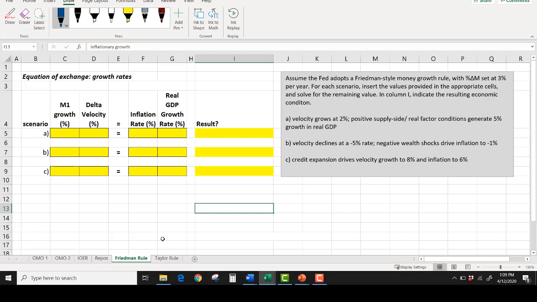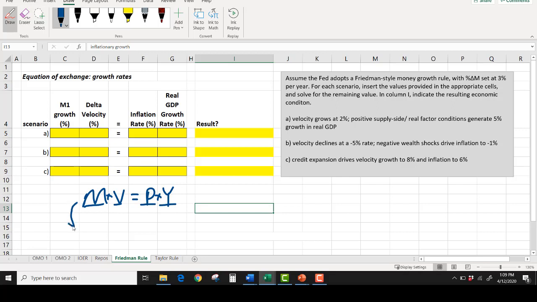And it says in the box, assume the Fed adopts a Friedman-style money growth rule. And again, I explained this in the lecture entitled Policy Goals and Rules. And we have delta M, percent delta M set at 3% per year. For each scenario, insert the values provided in the appropriate cells and then solve for the remaining value. And you'll notice you recognize our old standby, the equation of exchange, which we remember the basic version of as M times V equals P times Y. Money times velocity equals the price level times real output.